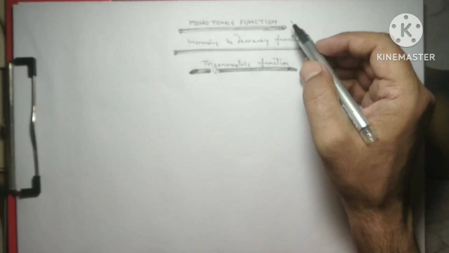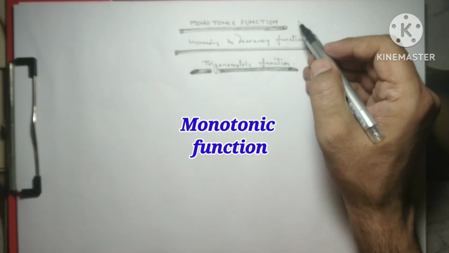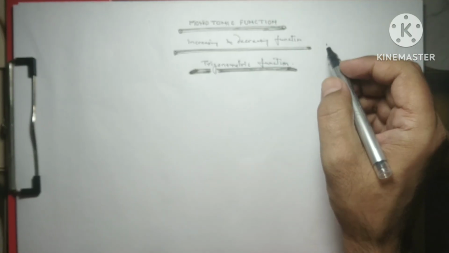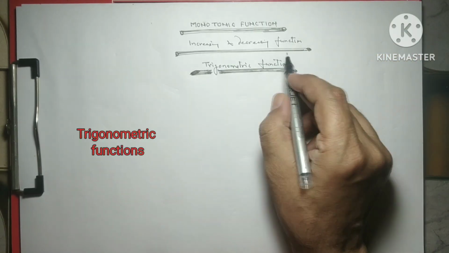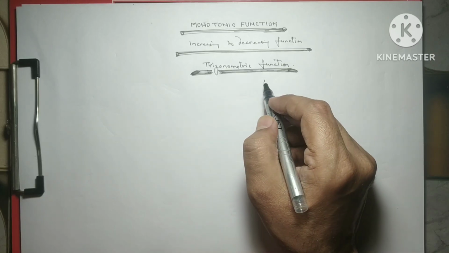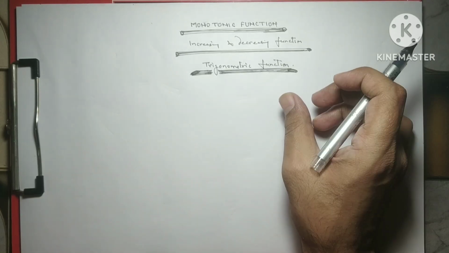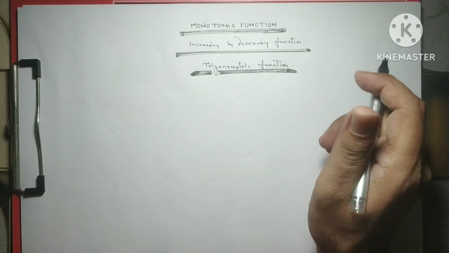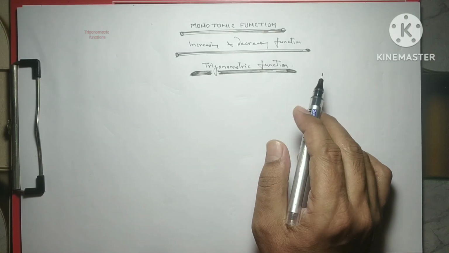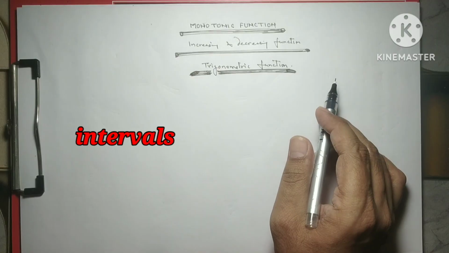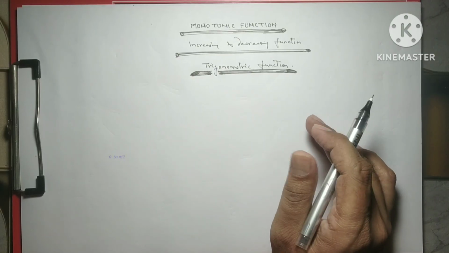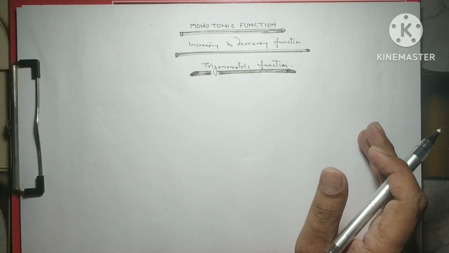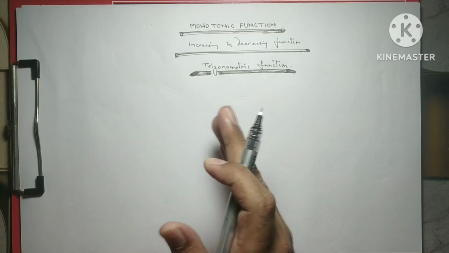Today we will take the topic monotonic function, meaning increasing and decreasing functions, but right now we will take trigonometric functions. In previous classes we placed polynomial functions with intervals, but right now we will take the trigonometric functions with angles 0 to pi by 2, 0 to 2 pi, pi by 2, 3 pi by 2, like this. And we will place the sub intervals.